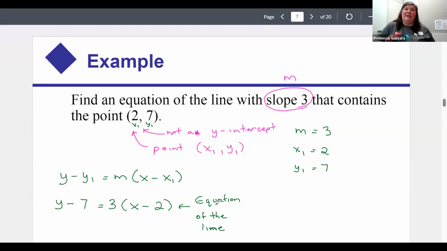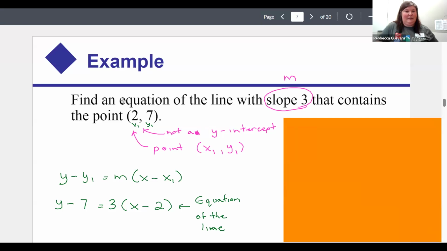This is typically not how we like to show lines. So we're going to add a little bit here. Unfortunately, I'm going to have to take some of this over here. So I'm going to make this little box here. What we want to do is have an equation in slope-intercept form. So to do that, we are going to take this equation and solve for y.